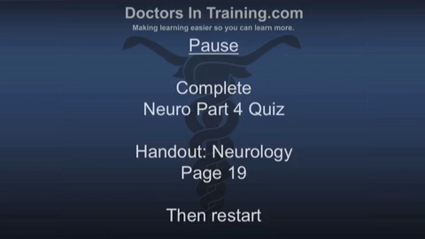All right, so that's it for the eye and the ear. So go ahead and take a look at your Neuro Part 4 quiz. It's on page 20 of your Neuro handouts. Go ahead and answer those questions, and then we'll go through those answers together.